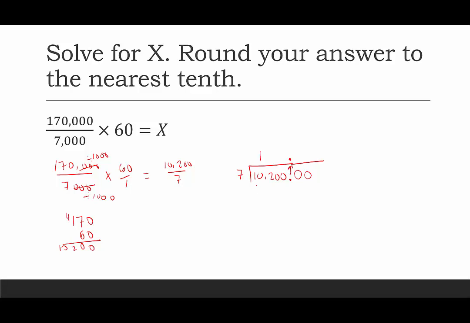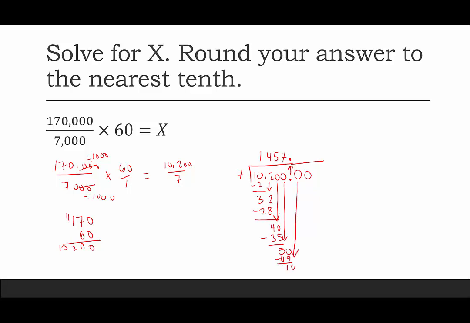7 goes into 10 one time, and that would give us 3 left over. Bring down the 2. 7 goes into 32 4 times. That would be 7 times 4 is 28. 32 minus 28 is 4. Bring down the 0. 7 goes into 40 5 times, minus 35. 40 minus 35 is 5. Bring down that last 0, that's part of the whole number. 7 goes into 50 7 times, so that's the last part of the whole part of this number. Minus 49, we end up with 1.